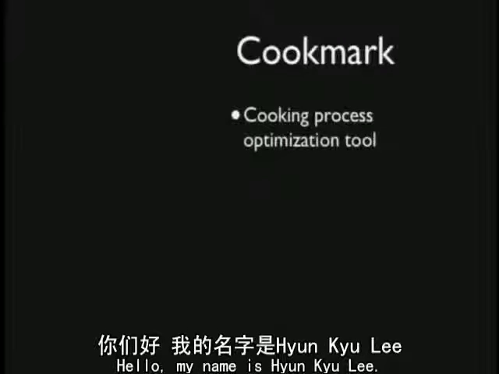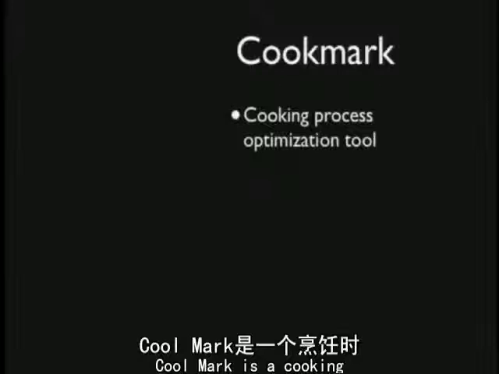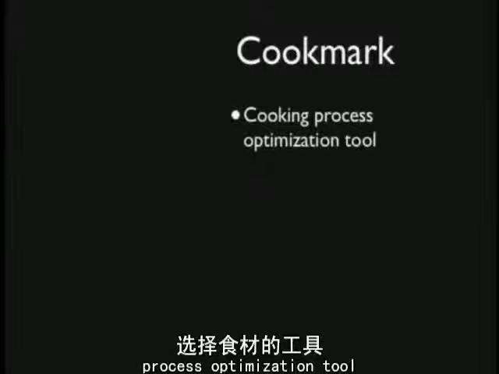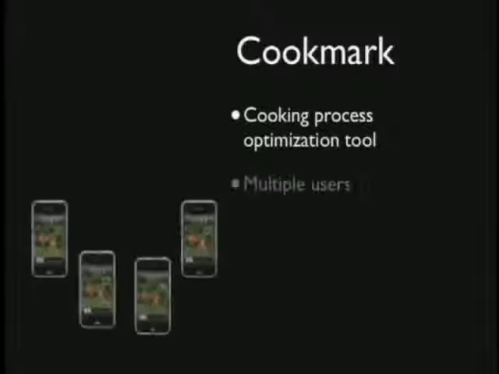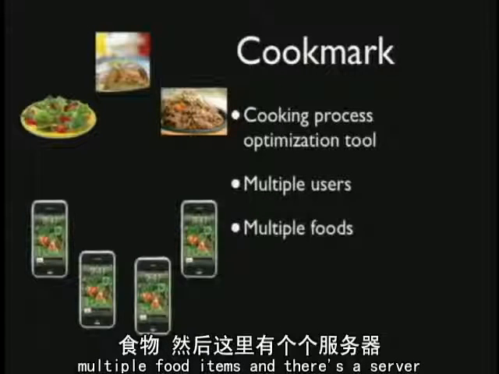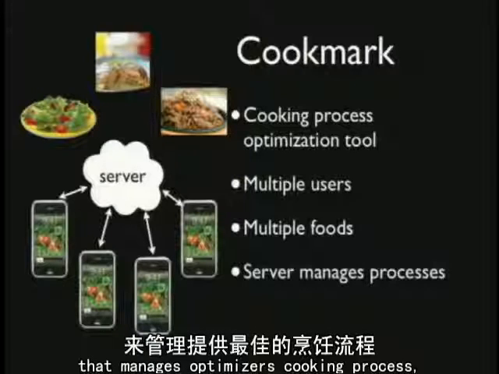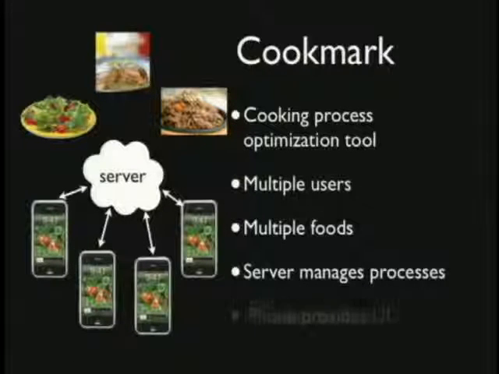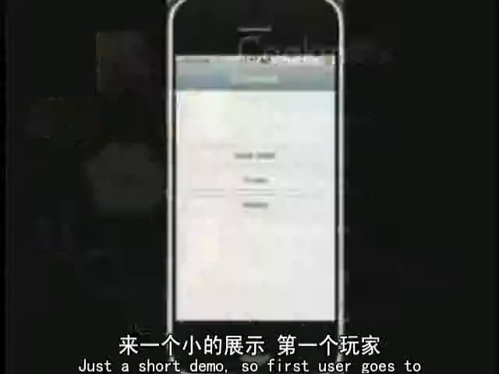Hello, my name is Hyun-Kyu Lee. Cookmark is a cooking process optimization tool. Assume that there are multiple users for multiple food items. Then there's a server that manages and optimizes the cooking process, and the iPhone provides the user interface for Cookmark. And this is a short demo.